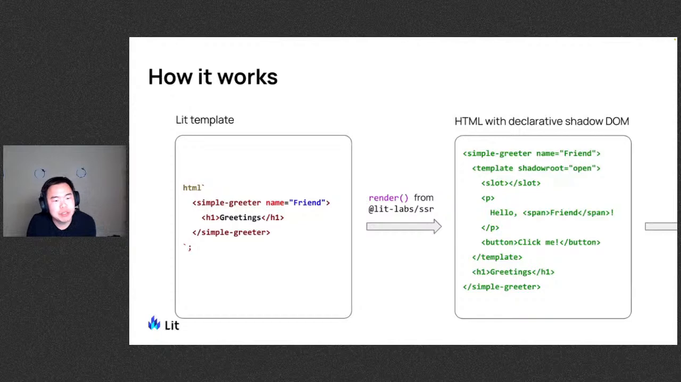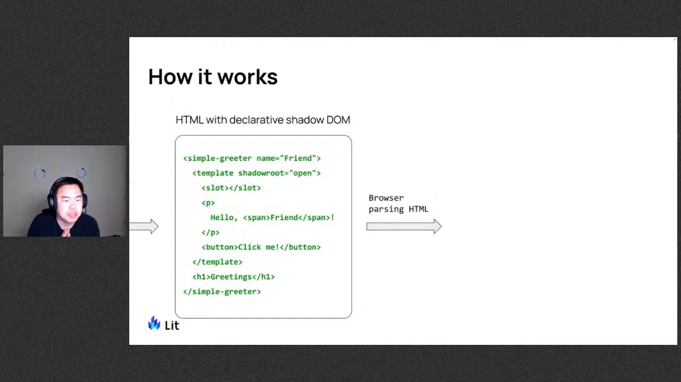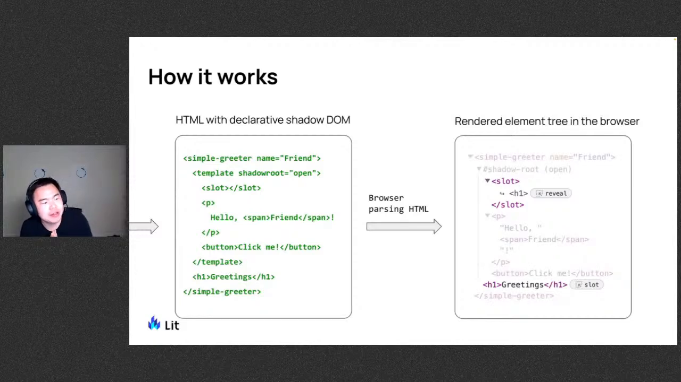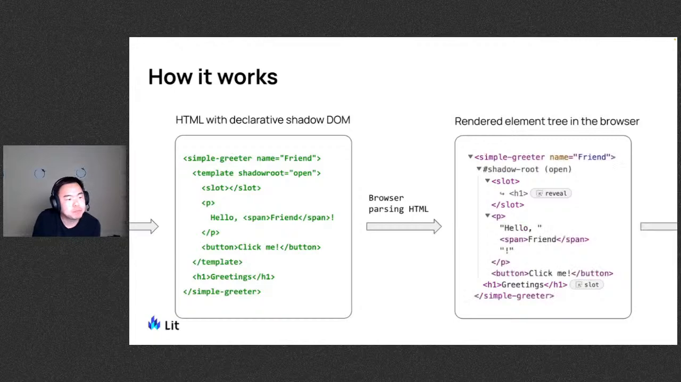So the next step would be to take this and pass it on to the browser. As the browser is parsing this particular HTML, it can then go ahead and generate this element tree rendered in the browser. You'll notice that even the H1 element in the light DOM is properly projected into the slot. All of this, again, without JavaScript for browsers that have this implemented.